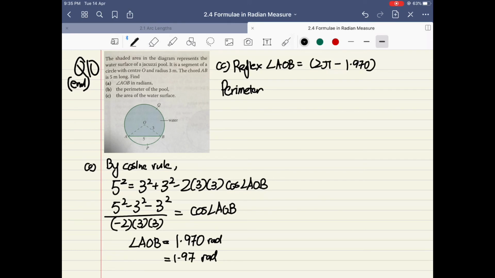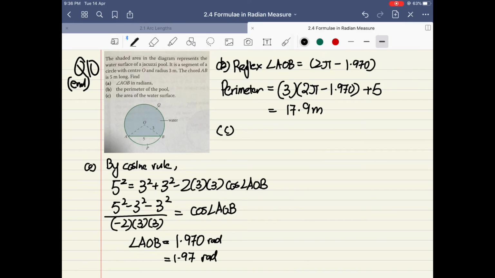Now, what we need is the perimeter. So the perimeter is actually equal to r theta. So the radius is 3, the theta is 2 pi minus 1.970. So what I've just written down is for the arc AQB. Then don't forget we need to add the chord AB, which is 5. So if you use your calculator, what you should get is 17.9 meters.